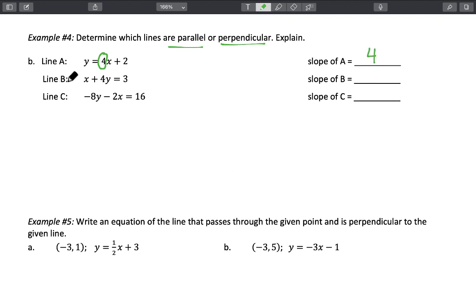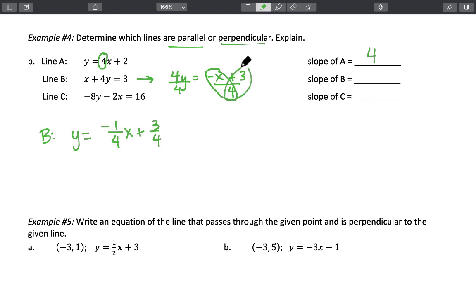Now for line B, I do not have this in slope-intercept form, so I want to manipulate it to get y by itself. So I'm going to subtract over my x, and now I'm going to divide both sides by 4. The equation for line B should be y equals negative 1/4 x plus 3/4. It's negative 1/4 x because I have to divide the negative x by 4, and I also have to divide the 3 by 4. So the slope of line B is negative 1/4.